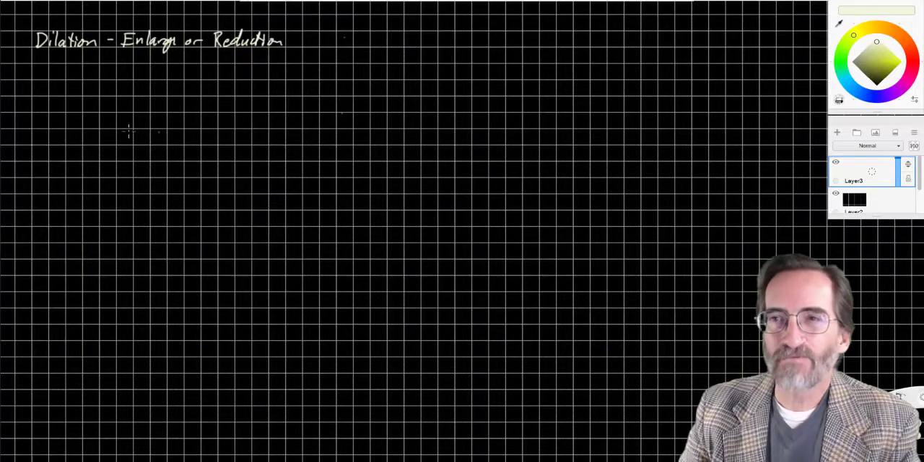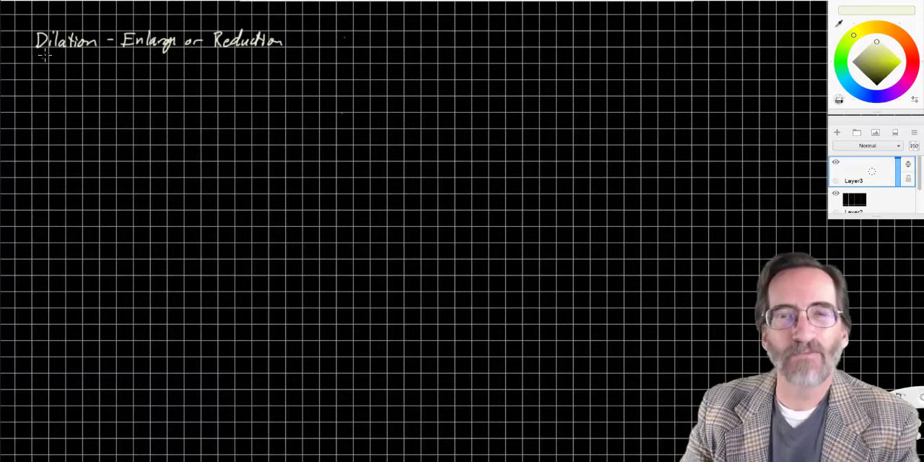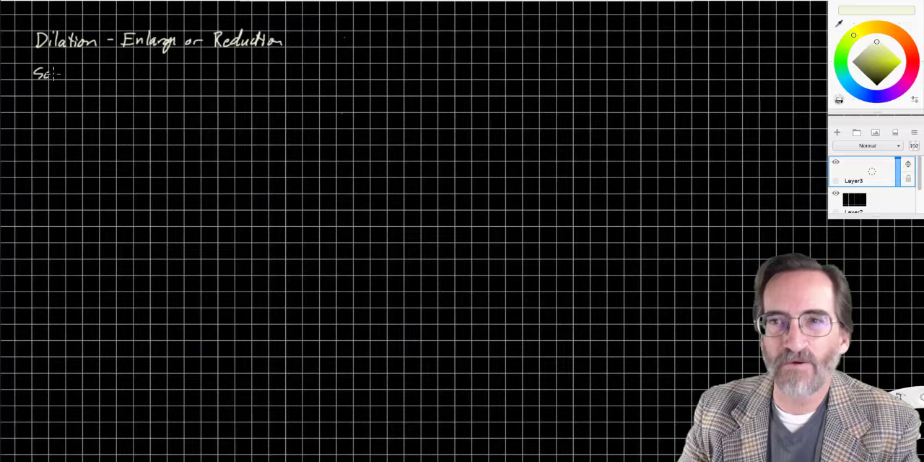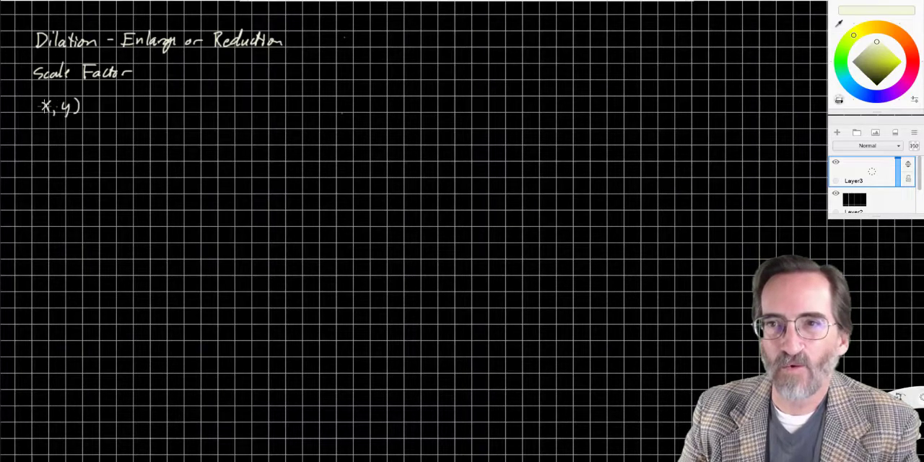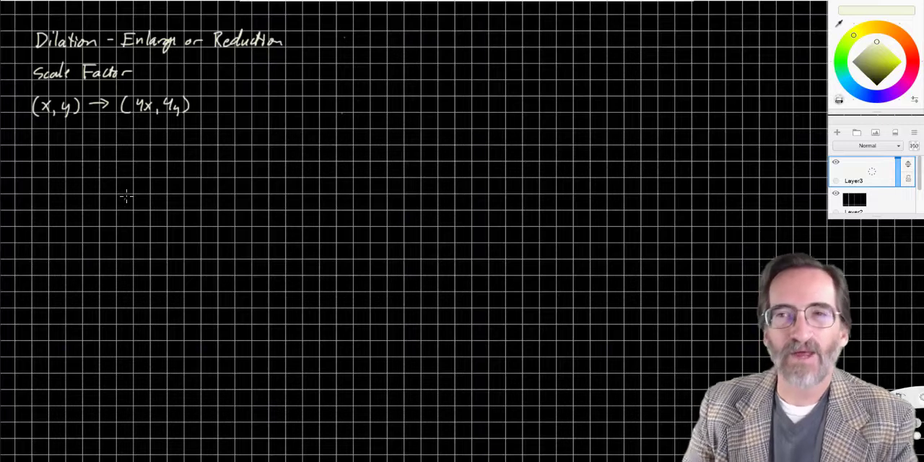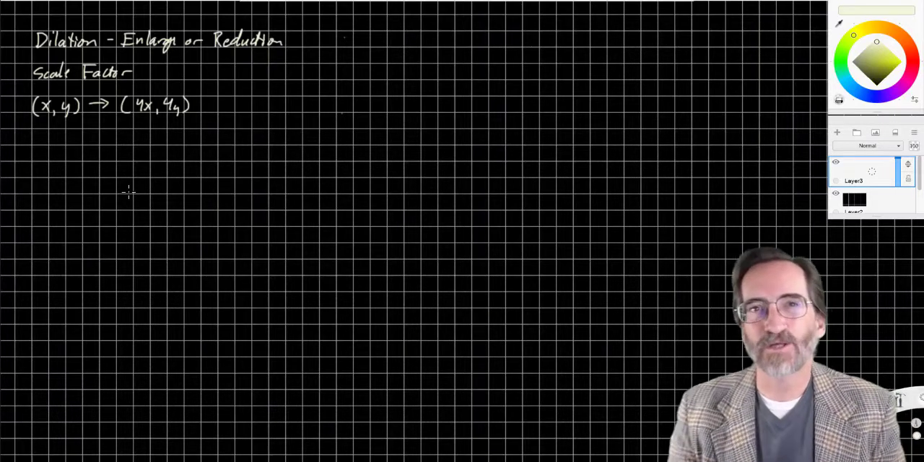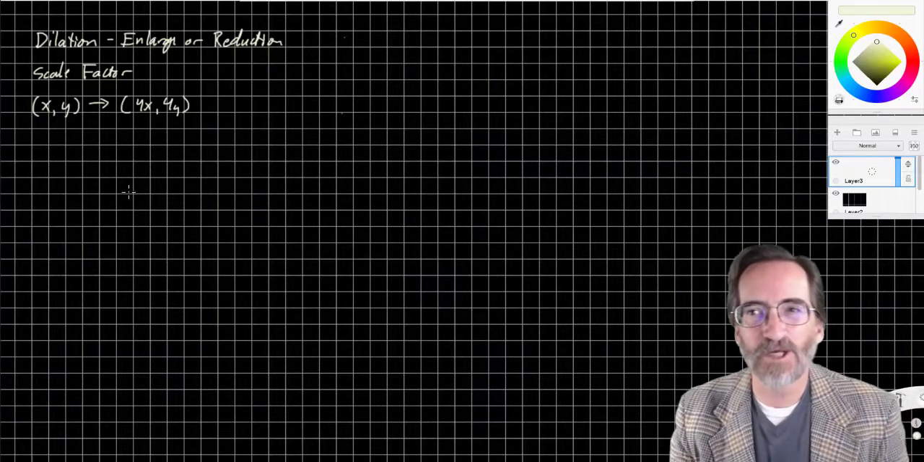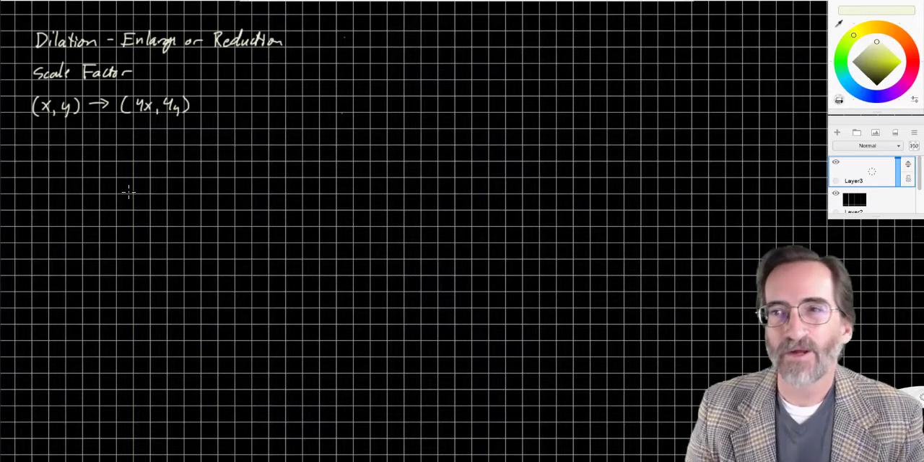And in mathematics, we do a dilation by multiplying by something called a scale factor. A scale factor. So, for example, I might take my x and y coordinates and I might multiply by 4. 4x, 4y. Okay? That would be an example of a dilation in which the size of the object changes by a factor of 4.